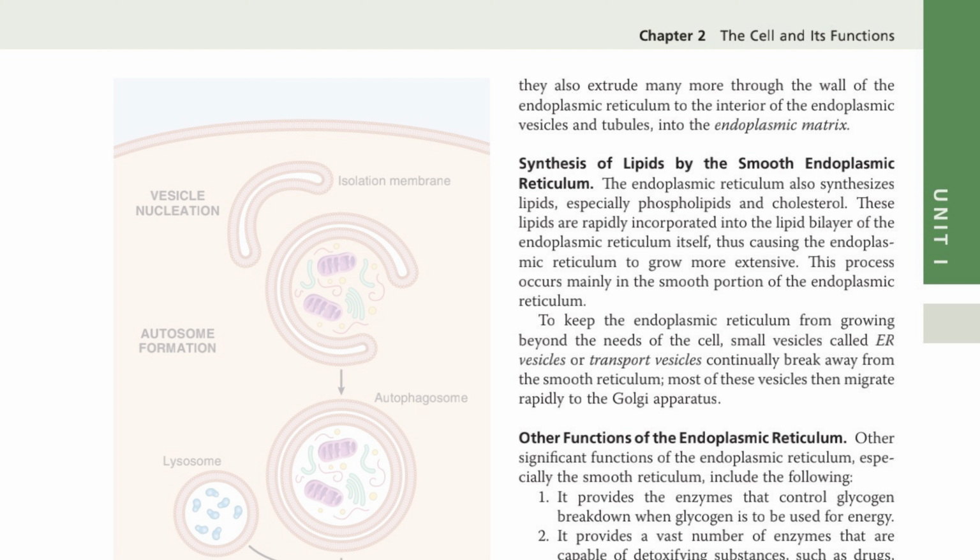Synthesis of lipids by the smooth endoplasmic reticulum. The endoplasmic reticulum also synthesizes lipids, especially phospholipids and cholesterol. These lipids are rapidly incorporated into the lipid bilayer of the endoplasmic reticulum itself, thus causing the endoplasmic reticulum to grow more extensive. This process occurs mainly in the smooth portion of the endoplasmic reticulum. To keep the endoplasmic reticulum from growing beyond the needs of the cell, small vesicles called ER vesicles or transport vesicles continually break away from the smooth reticulum. Most of these vesicles then migrate rapidly to the Golgi apparatus.